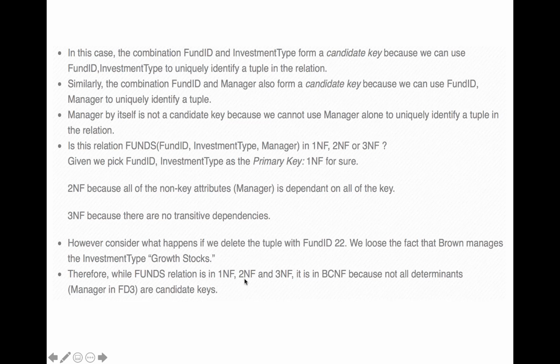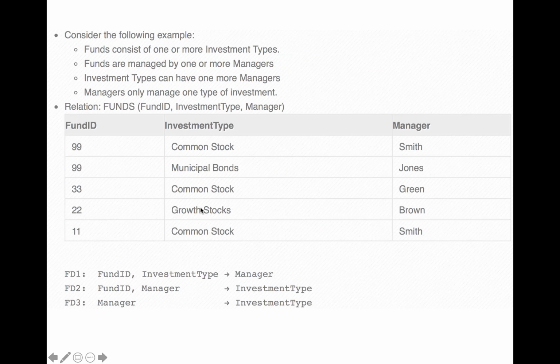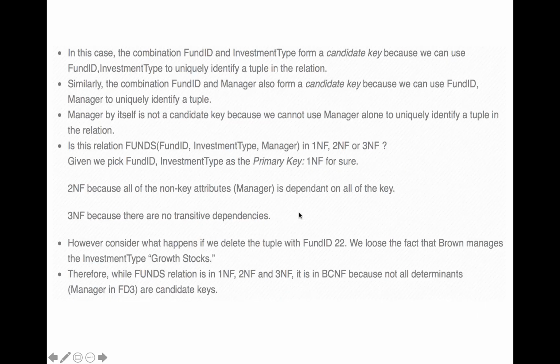Therefore, while the funds relation is in first, second, and third normal form, it's not in BCNF because not all determinants are candidate keys. I could tell growth stocks from the manager only, and if I remove fund ID 22, I will not know anymore that Brown is a manager who manages growth stocks. There's information that's going to be missing in my database. That's why, if we remove this, we should keep the information that Brown usually manages growth stocks.